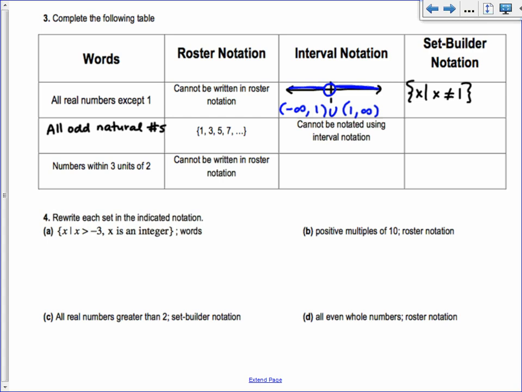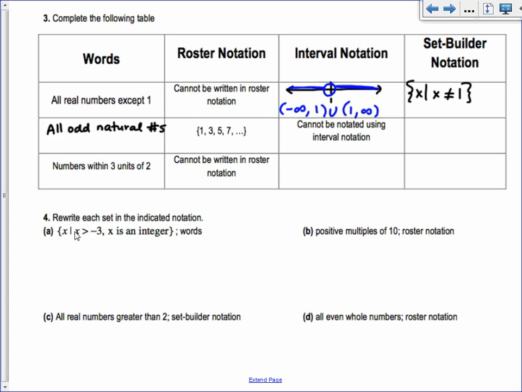All odd natural numbers. All right, you can't write it in interval notation. Think about why you can't write it in interval notation. The interval would look like this. 1 filled in, 3 filled in, 5 filled in. So how would you write that in interval notation? You can't just say 1 to 1 like that with like brackets around it. You don't say 1 to 1. Intervals always represent like a certain distance in the number line. That's why it's called an interval. So it's a certain piece of the number line that's shaded. So you can't do that in interval notation.